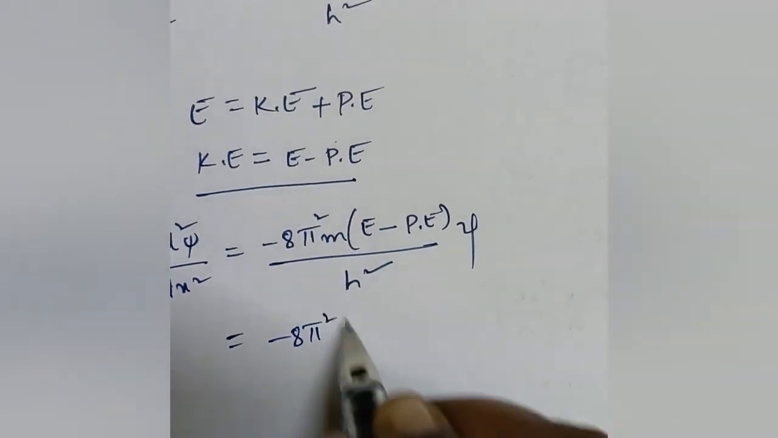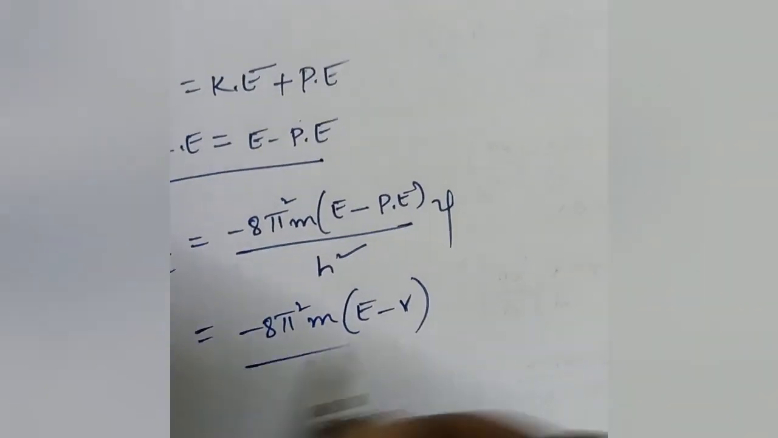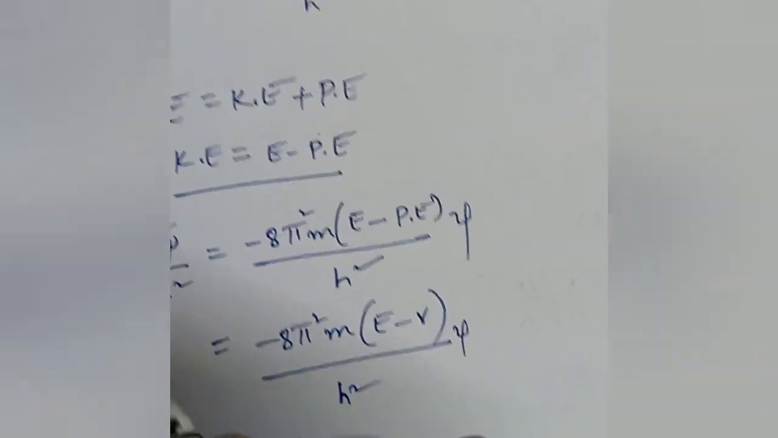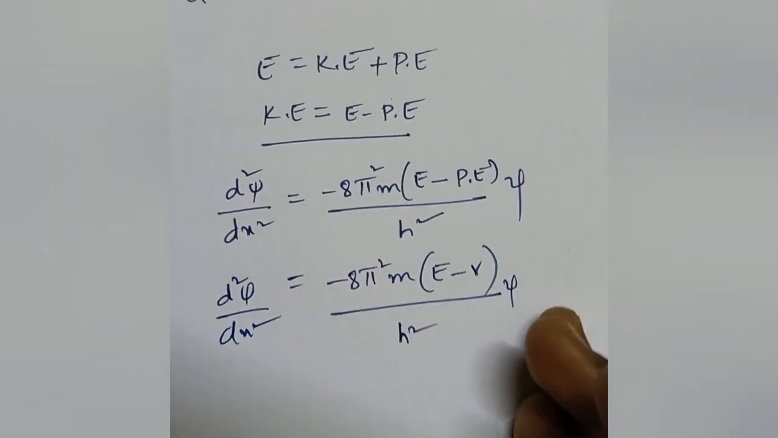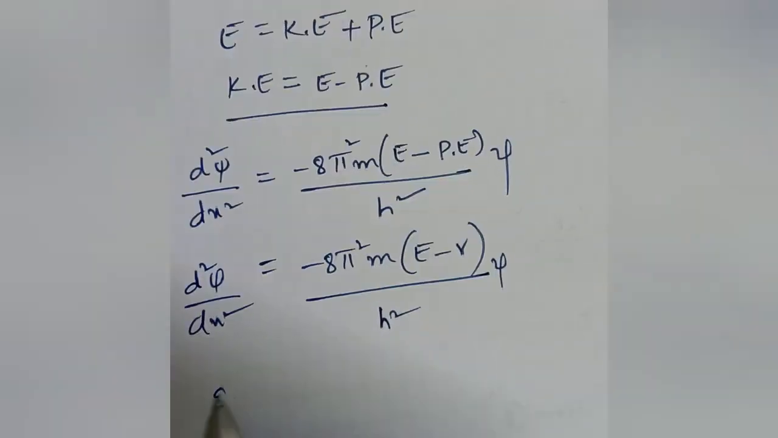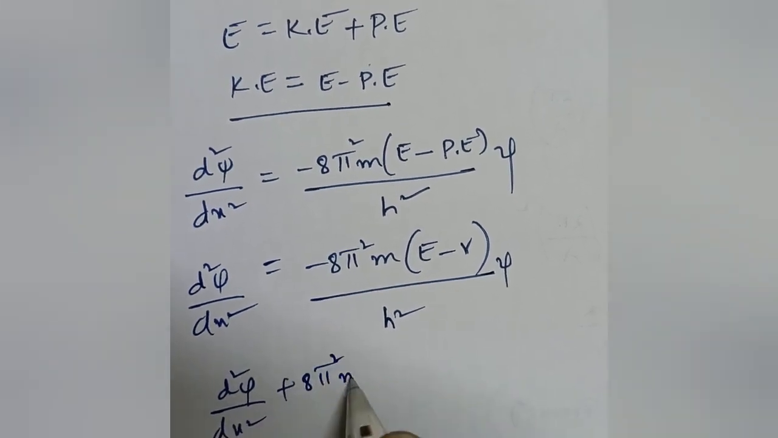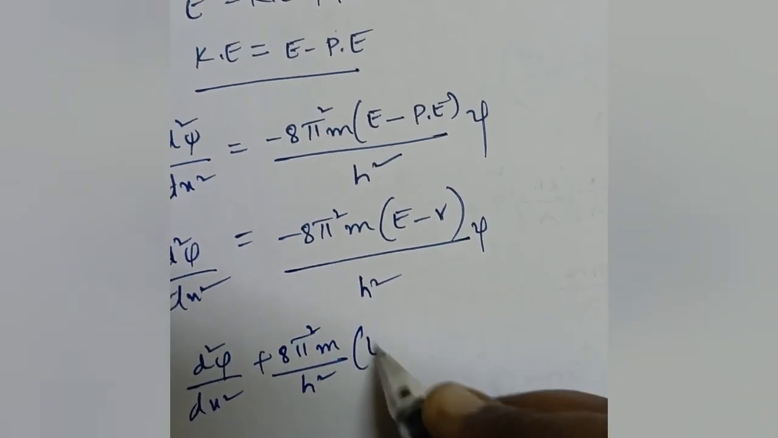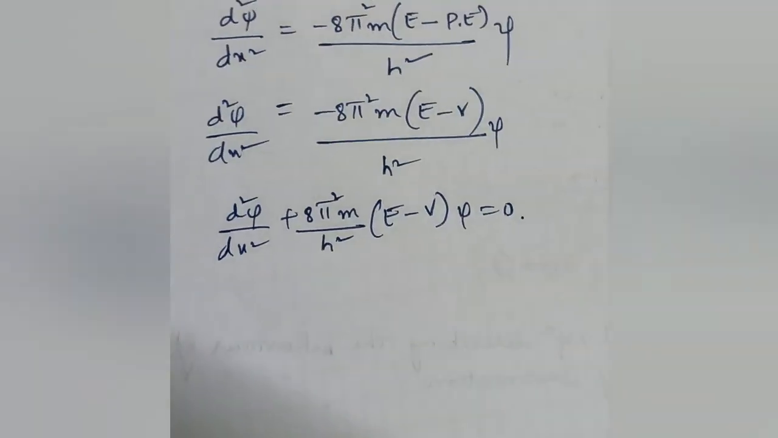So minus 8 pi square m. We can also write potential energy as V, by h square of psi, that is d square psi by dx square. Now take this value to the right side. Then d square psi by dx square plus 8 pi square m by h square into (E minus V) of psi equal to 0. This is the Schrodinger wave equation.